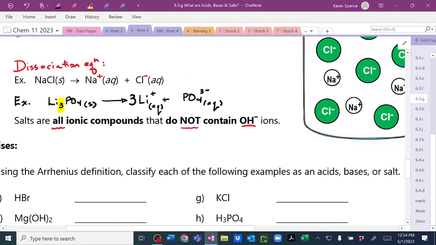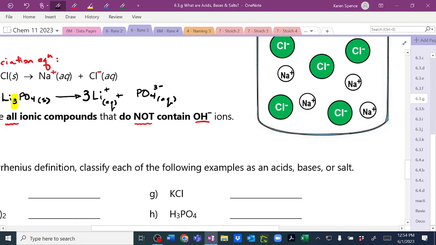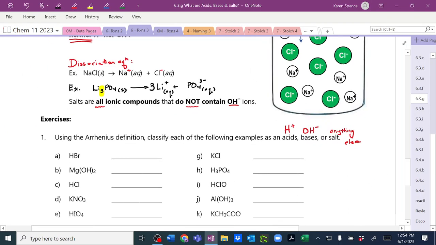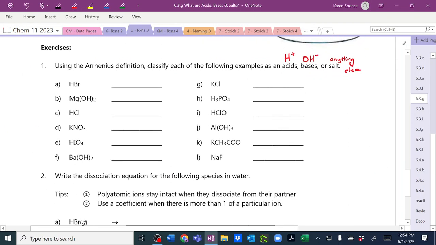I would like you guys to try these exercises. You're going to classify the following as a base, which contains hydroxide, an acid, which contains hydrogen, and salts, which is basically anything else. Then for part 2, you are going to write dissociation equations. I will give you about 5 to 7 minutes to chug through those, and then we're going to do some neutralization reactions.